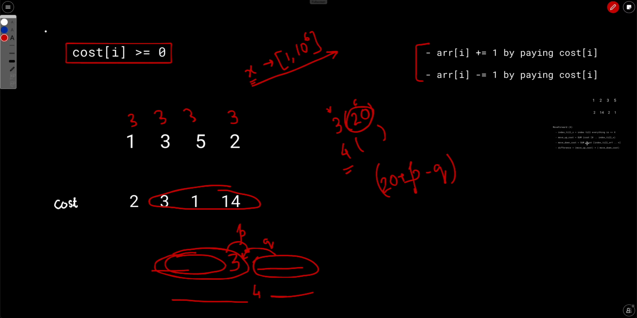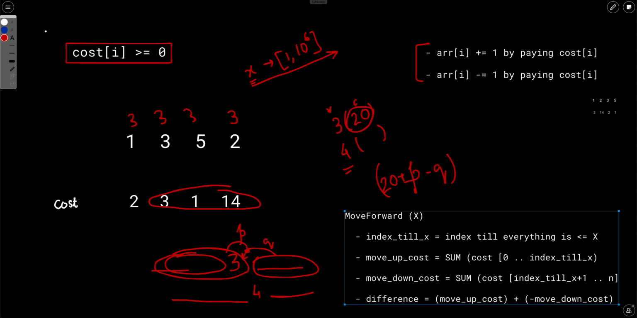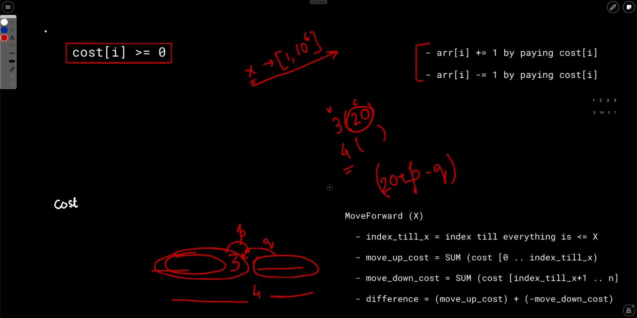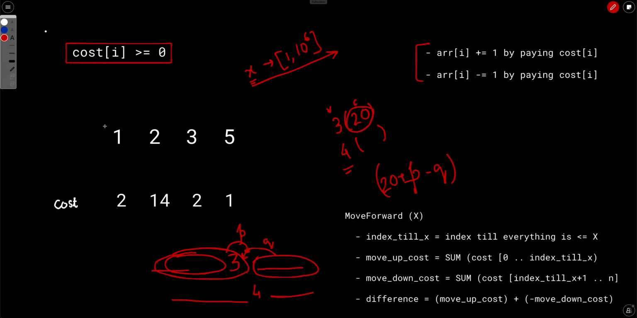Now if you remember, this is what we have done in written format. First of all, because we have to find everything less than 3 or everything greater than 3, we can sort this array. Now the cost is also associated with each of these values, so we have to sort the pair itself. So this is the sorted pair, and for each of these values we know the cost.